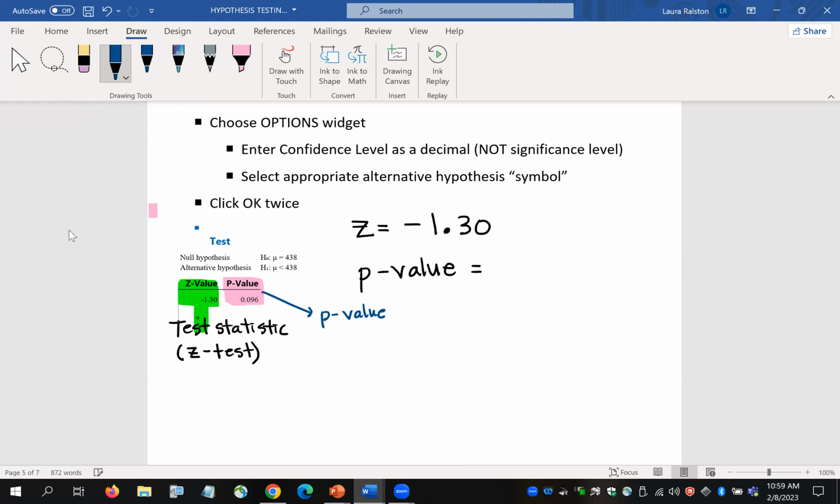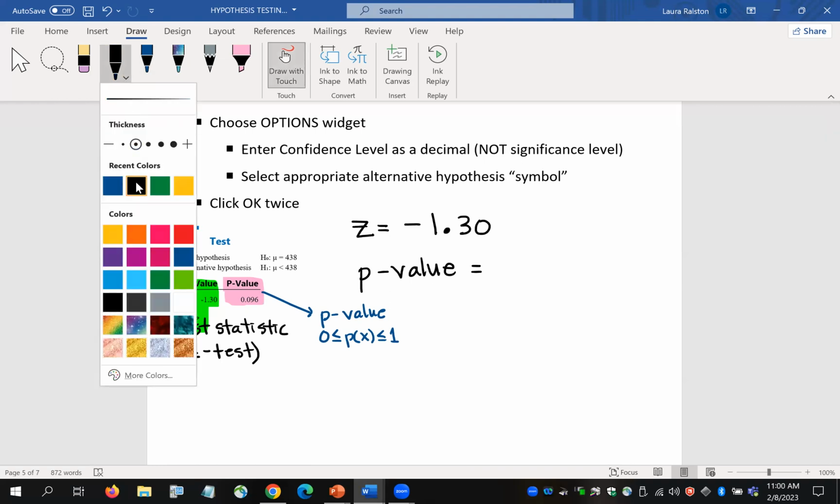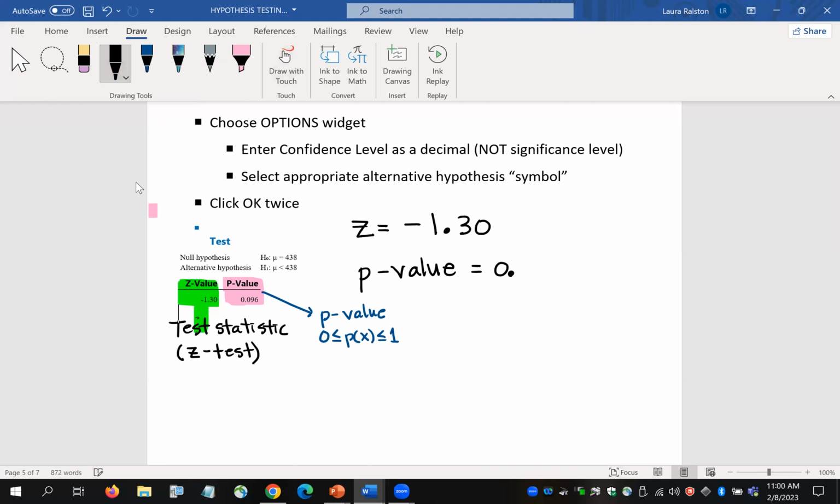Remember, that's a probability value, and it should be between 0 and 1. It should not be negative, and it should not be over 1. And it's not, okay? So my p-value is 0.096. Now I'm ready. I've got all my evidence. There's my evidence. And I'm going to use that evidence to make a decision.